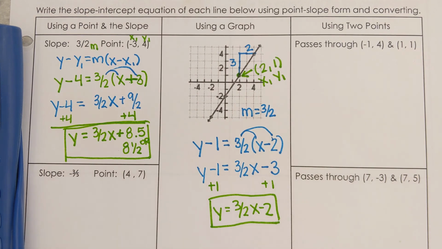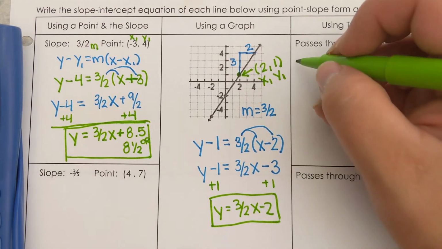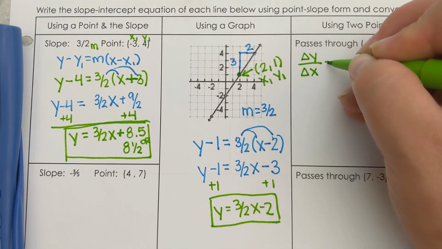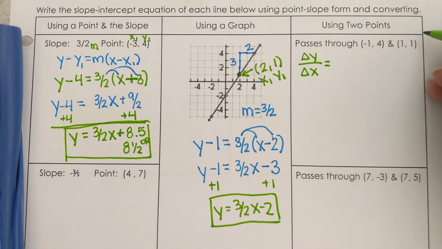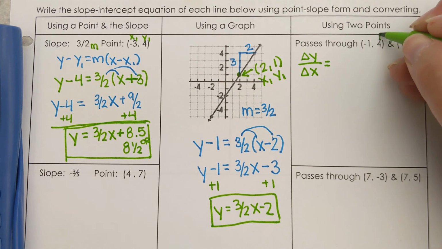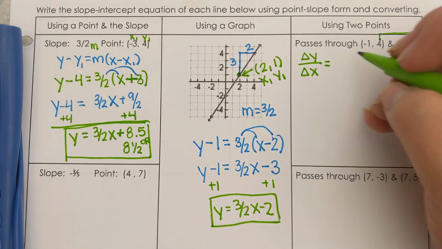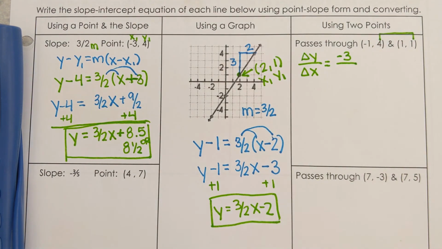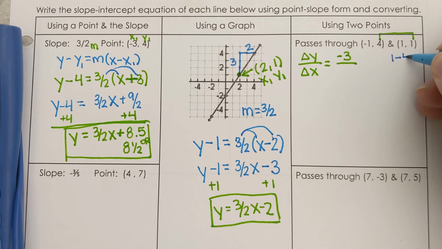All right, using 2 points. So this one's kind of icky because you have to find the slope yourself first, meaning I need to do my change in y over my change in x. So my change in y is from 4 to 1, what's happening? It's going down 3. Okay, if you are not comfortable counting that in your head, take the second number and subtract the first one. So 1 minus -4.